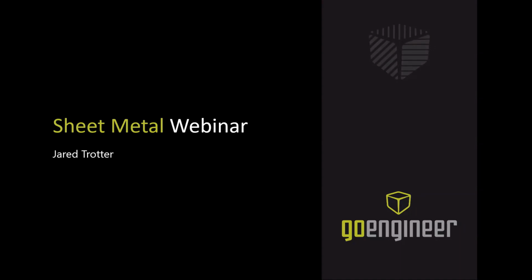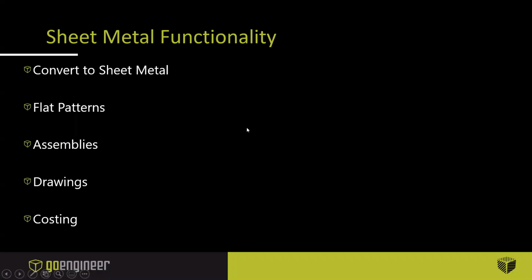So let's go ahead and get started. We'll go to our agenda for today. We're going to be looking at 5 different topics: convert to sheet metal, flat patterns, assemblies, drawings, and costing, and how sheet metal applies to each one of those. SolidWorks sheet metal is included in every package, so whether you have Standard, Premium, or Professional, you have access to the sheet metal module. There are some things that are only in some of the other packages, but we'll talk about that a little later in the webinar.